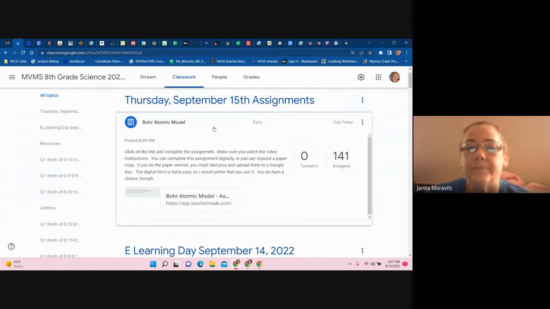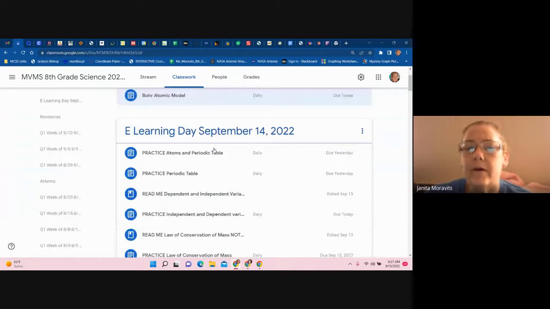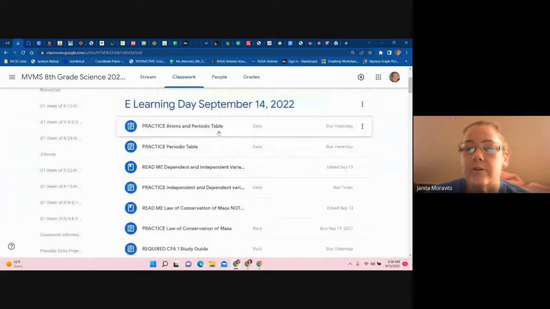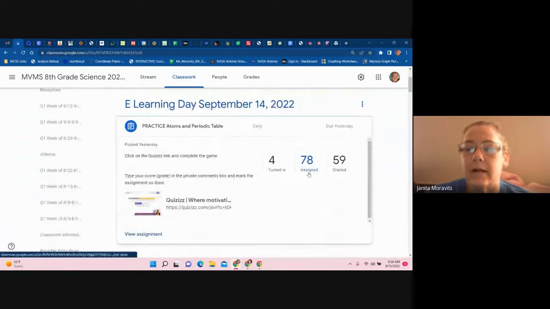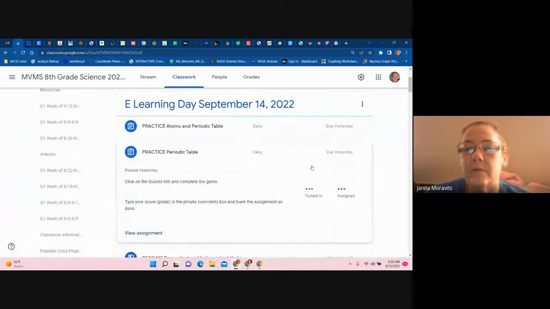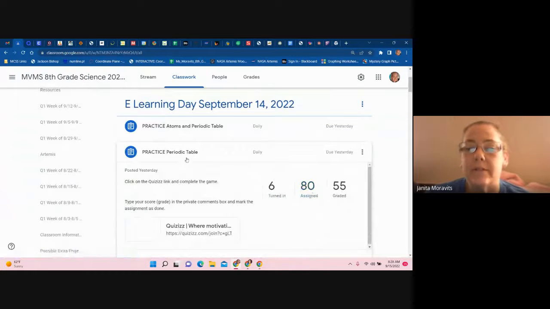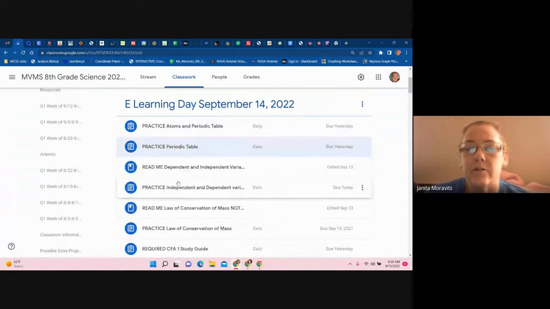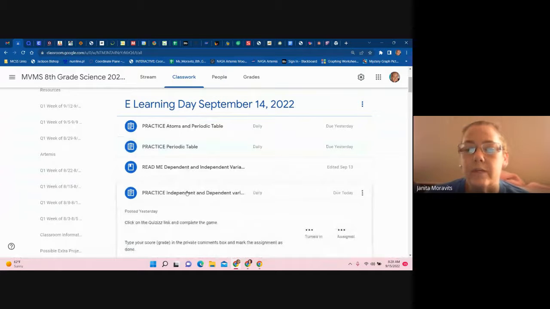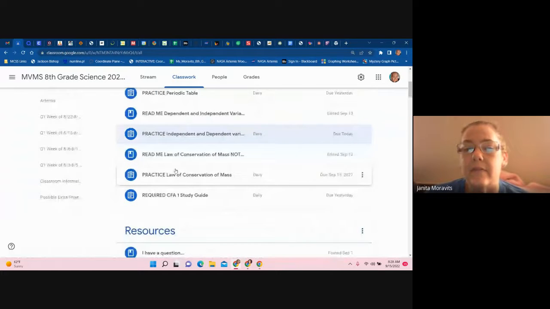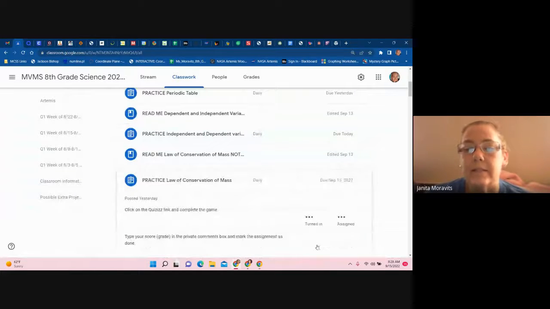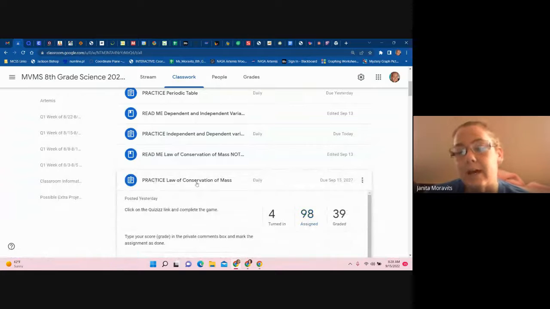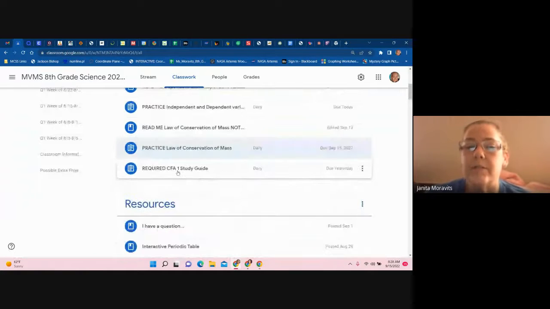When you finish that, many of you did not turn these things in. For example, right here, I got 78 people that did not turn in this particular assignment. So you need to do that. Same thing for this one on the periodic table. I got 80 people that didn't do that one. And these are just readmes. These help you with the independent and dependent variable. We got 86 people that didn't do that. And then the law of conservation of mass, we got 98 people that didn't do that. So you guys should probably take care of these things.